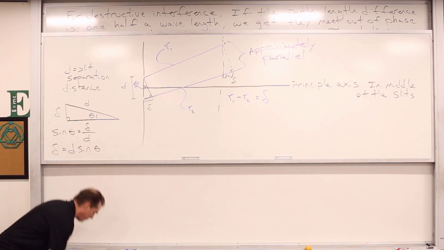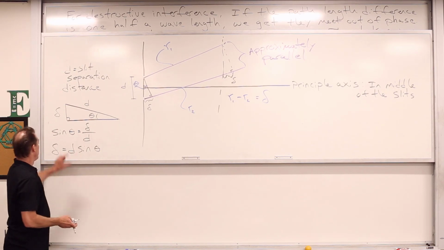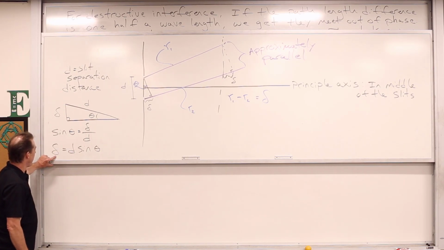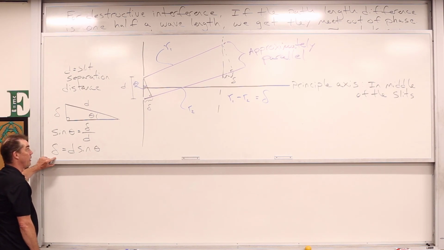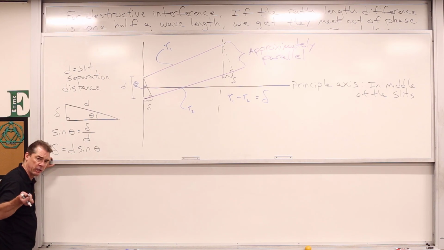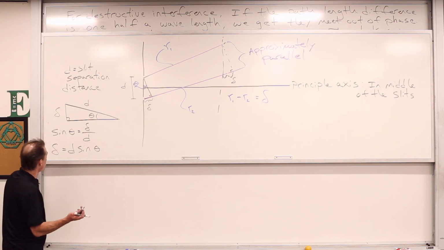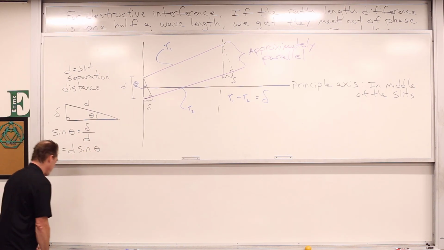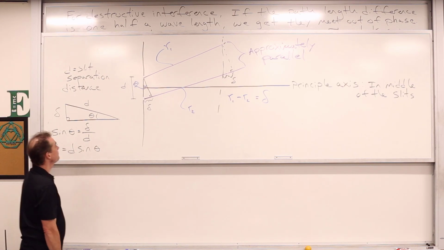So if we can determine what theta is, and we know what the slit separation is, we can then correlate that with the path length difference itself. And we already know the conditions for the path length difference substantiating constructive and destructive interferences. So we just need to figure out that angle there. Well, how are we going to do that?